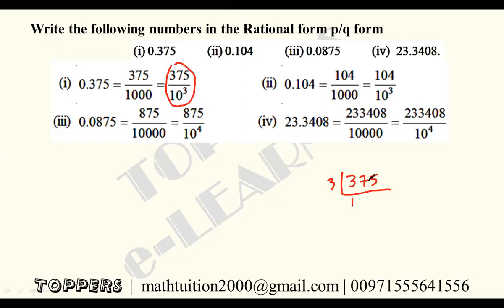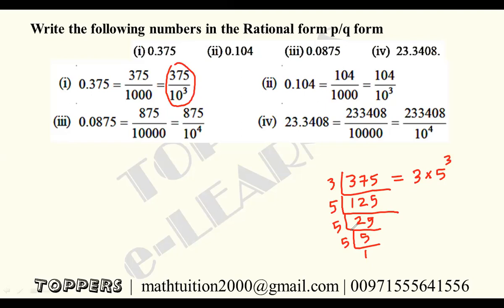So in 7, 2 times, carry over 1, 15, 5 times. 1 plus 2 is 3, 3 plus 5 is 8, not divisible by 3, so let us take 5. In 12, 2 times. 2 5s are 10, then 25, 5 times. Again 5, how many times? 5 times. Again, we can put 5 one time. So 375 can be written as 3 times 5 raised to 3.